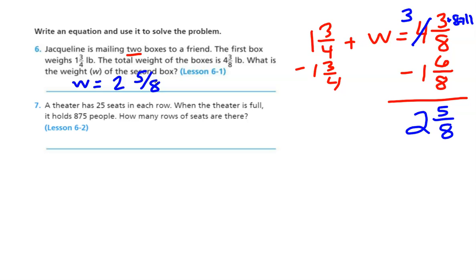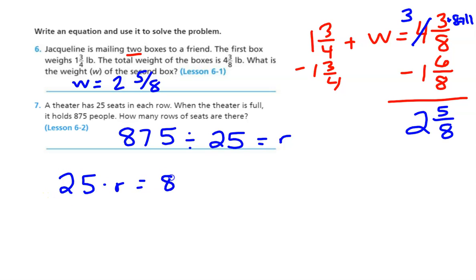Number 7 is a theater has 25 seats in each row. When the theater is full, it holds 875 people. So how many rows of seats are there? That's pretty similar to the one we just did a second ago. But this is going to be basically 875 people being split up into groups of 25. And that will tell us, what does it want us to do? We'll do R for rows of seats again. You could have done this differently. You could say 25 times R equals 875. Both will totally work fine for this problem. But I'm going to come off to the side and go ahead and solve.